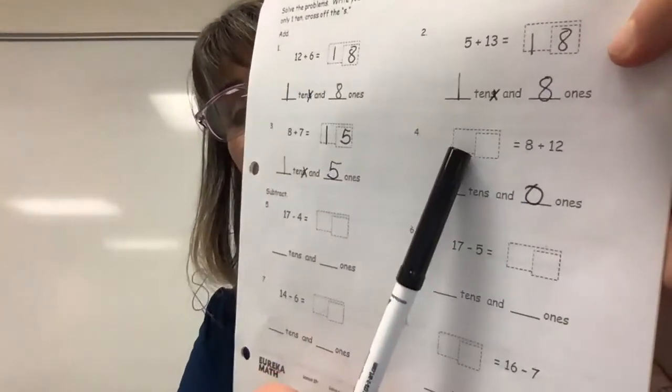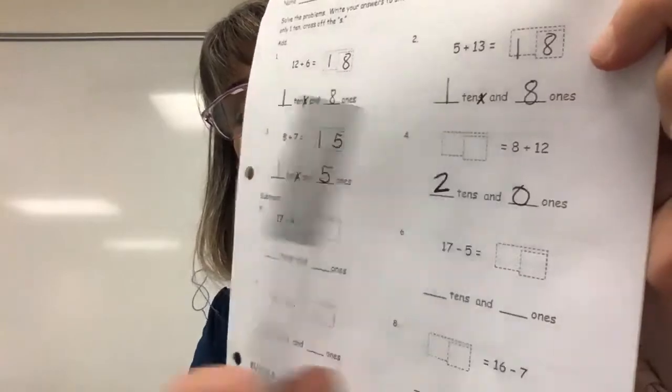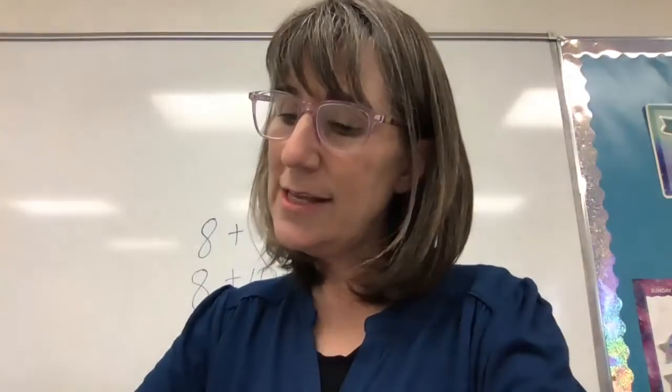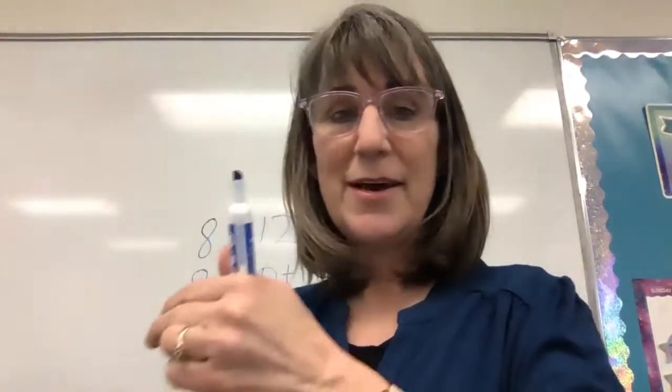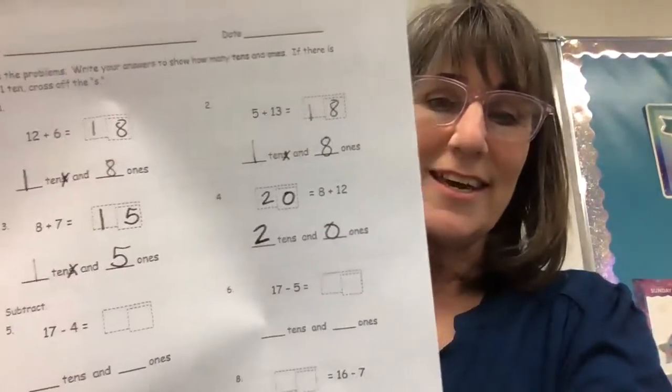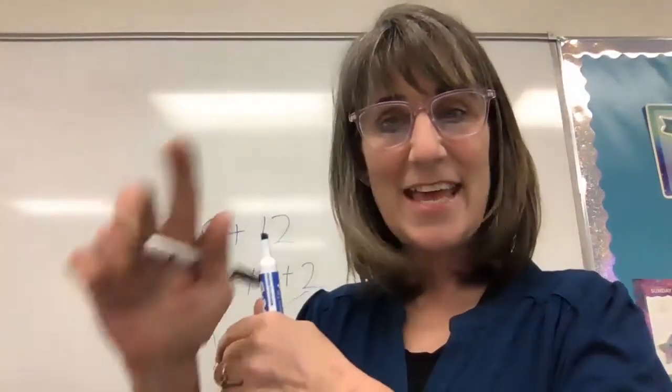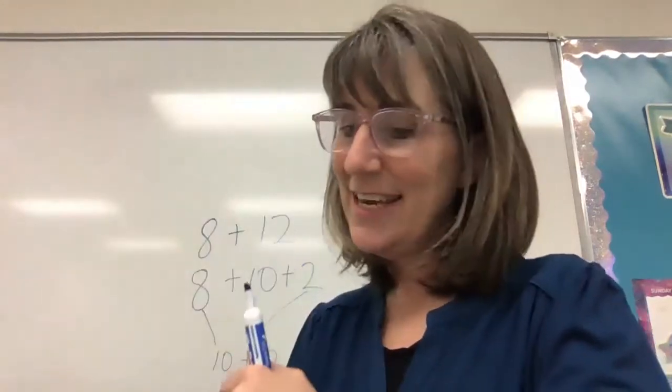So how many am I right here? 2 and a 0, right? 2 10s, 0 1s. My answer is 20. I said counting by 10s: 10, 20. 2 10s equals 20.